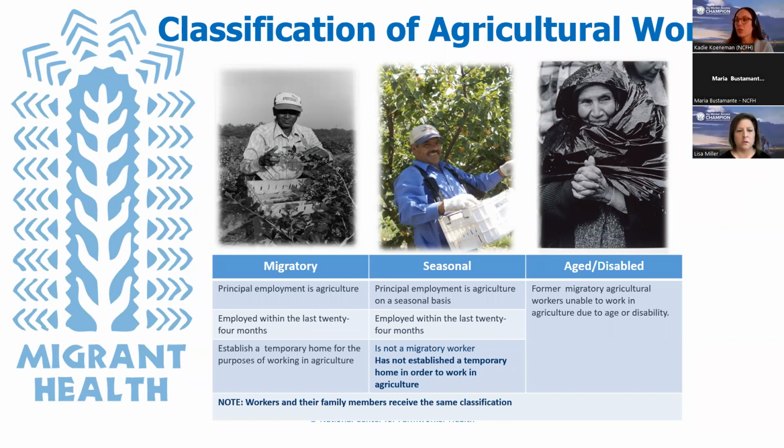Our seasonal agricultural workers, their principal employment is in agriculture on a seasonal basis. They're also employed within the last 24 months or 2 years. They are not migratory agricultural workers because they do not have to establish a temporary home in order to work in agriculture. And our third category are the aged and disabled. These are former migratory agricultural workers that are unable to work in agriculture due to age or disability.